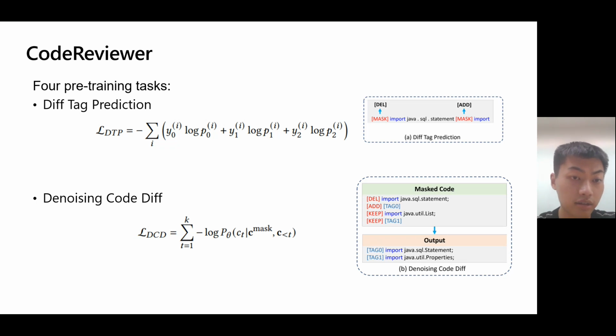The second task is the denoising code diff task. It's a common denoising task. We randomly corrupt the original code diff and let the decoder predict them. This task aims to understand and generate source code in the code diff format.